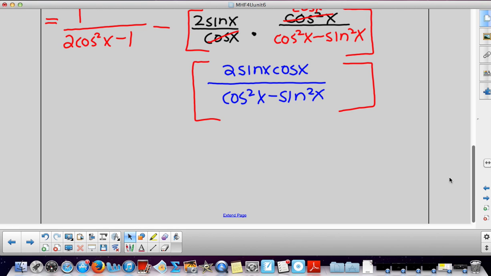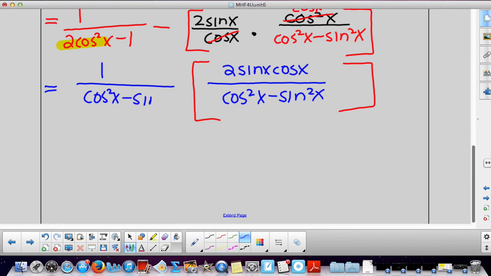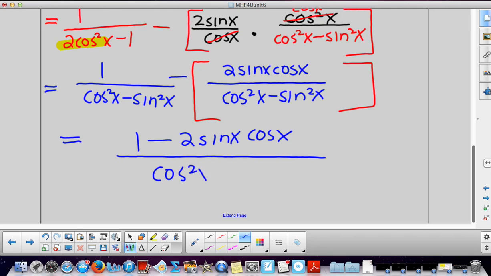Oh yes, that's another double angle formula here, 2 cos squared x. So I have to change that now to 1 over cos squared x minus sine squared x, which is going to be equivalent now to, and there's a subtraction sign in the middle, 1 minus 2 sine x cos x over cos squared x minus sine squared x, which actually is equivalent to my right-hand side.